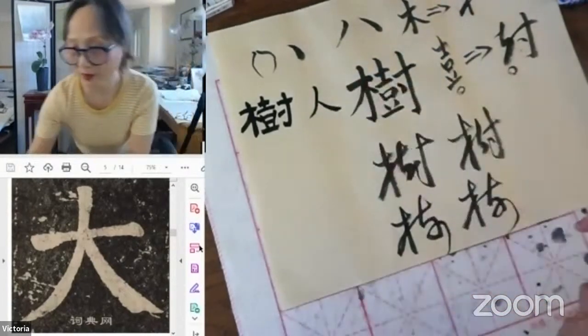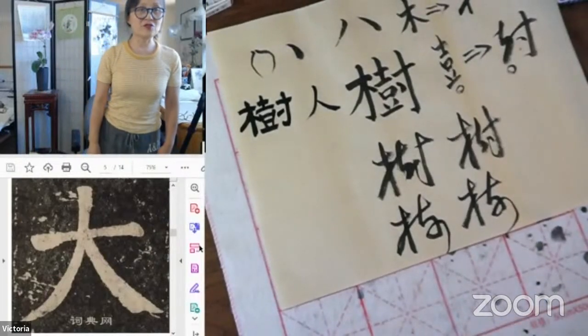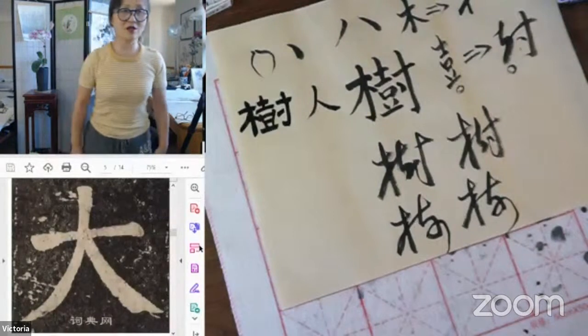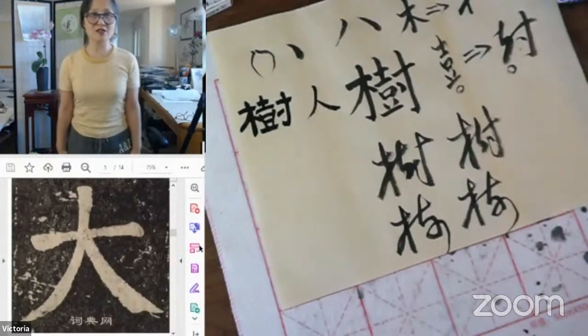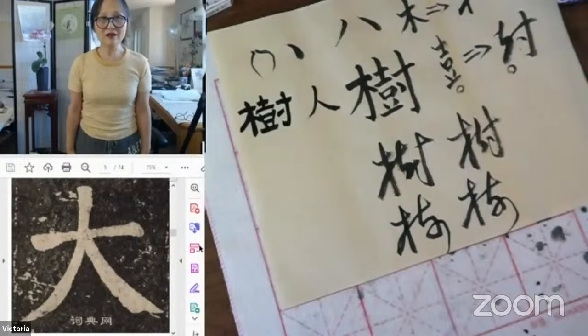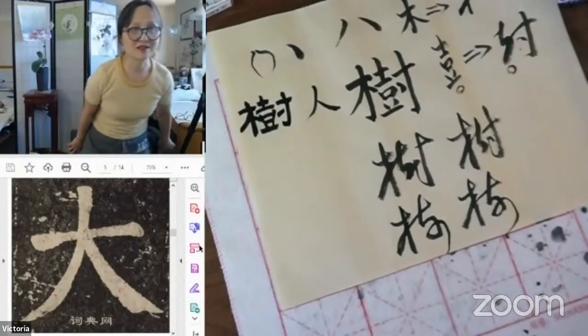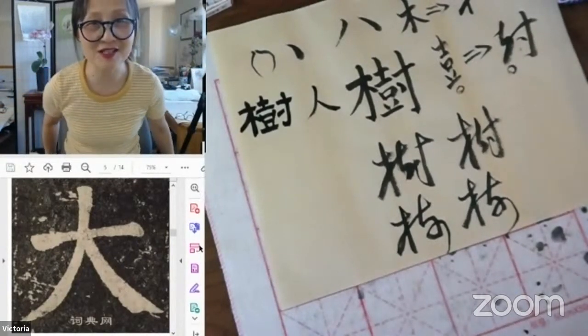This is for people, humans standing there and stepping out their foot. Okay, this is the person, right? Very pictographic. And then when you open your arms, kind of enlarged, you know, that's why it's called da. It's big, large. Okay, easier to remember?